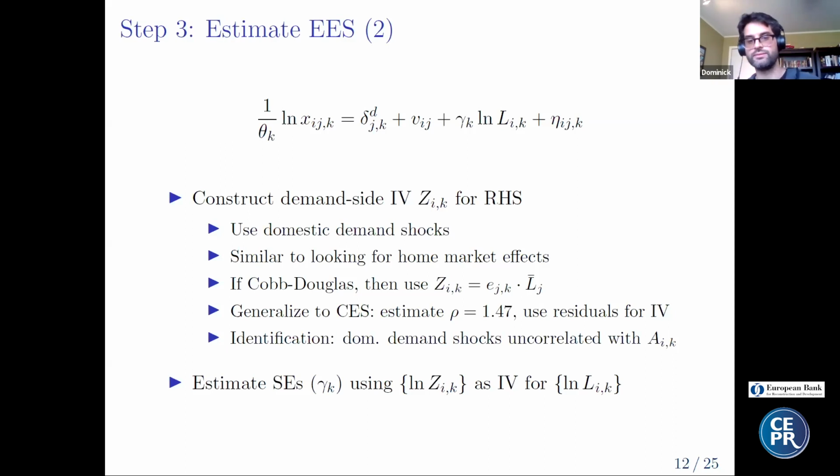That's the basic idea. What do we need for this procedure to work? We need the domestic demand shocks, that is, the residuals of the CES demand system, to be uncorrelated with domestic supply shocks, essentially the AIK. And if that's the case, then this procedure will consistently recover the scale elasticities gamma.